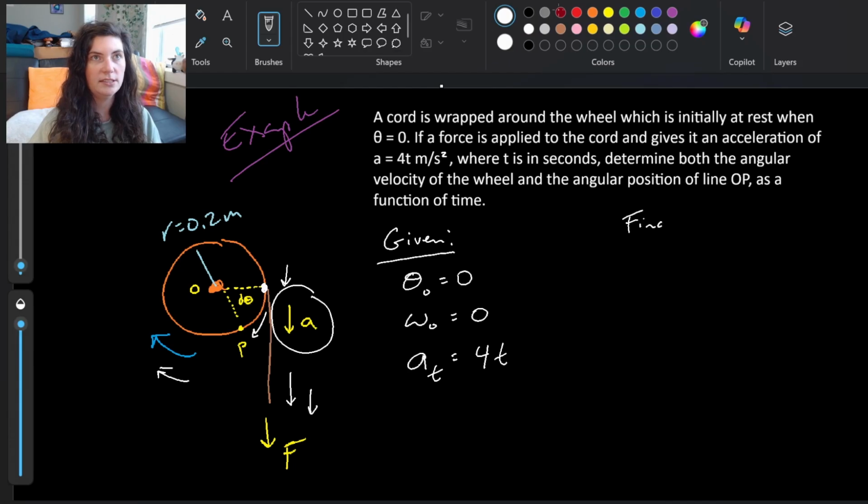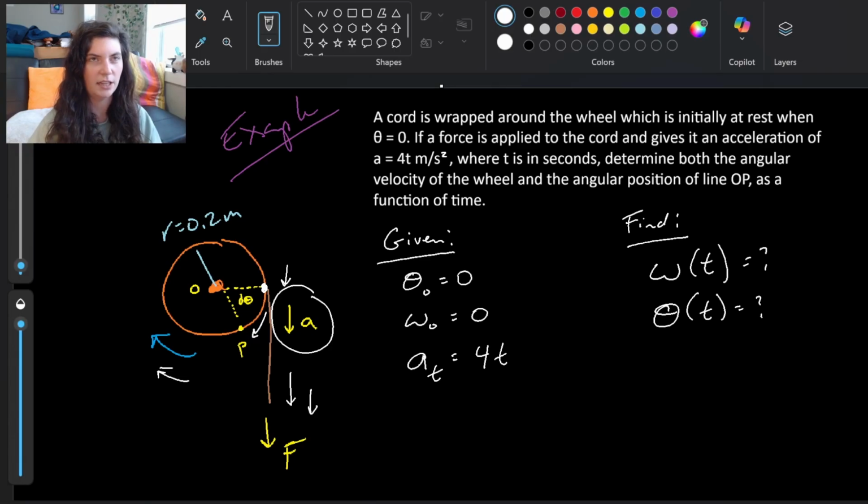And we want to find the angular velocity of the wheel and angular position of the wheel, or angular position of line OP, as a function of time. So what that's asking for is angular position as a function of time, and angular velocity, that's our omega, angular velocity as a function of time. Both of those won't be just like answers, they'll be in terms of t.